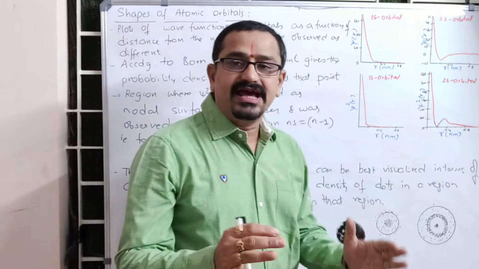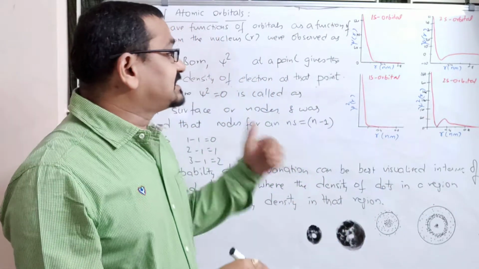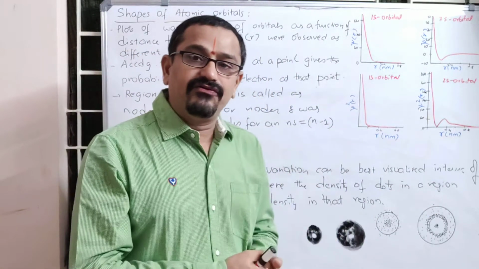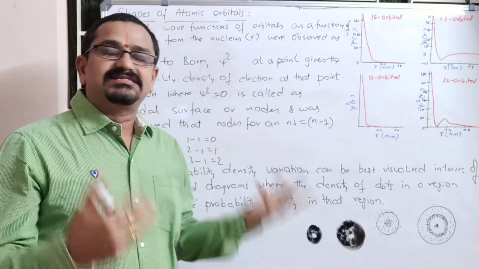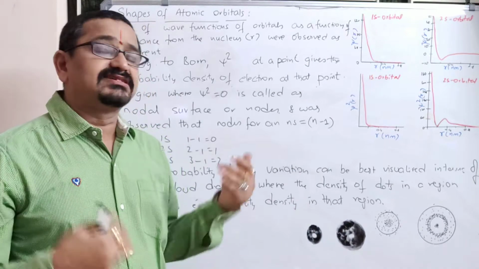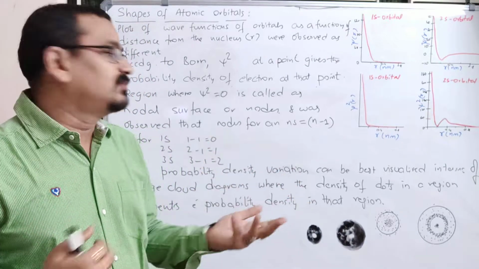As negative probability has no meaning, to avoid this, psi square, the square of the wave function psi, was considered, which gives us the maximum probability of finding an electron. That's why psi square was termed the electron probability function.